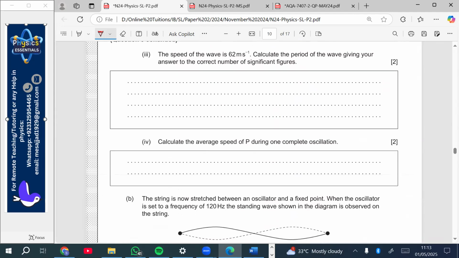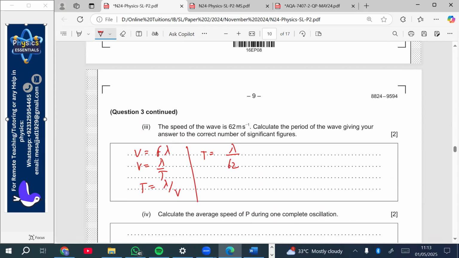Okay. The speed of a wave is 62 meters per second. Calculate the period of the wave, giving your answer to the correct number of significant figures. So, what is the speed relationship, which is v equals f lambda? From here, we have the speed, and we can get the wavelength, and we can find out the time period, right? So the period is lambda over 62.